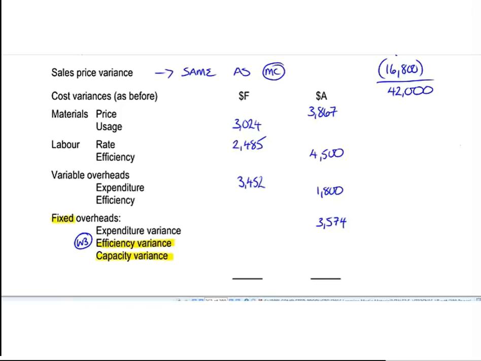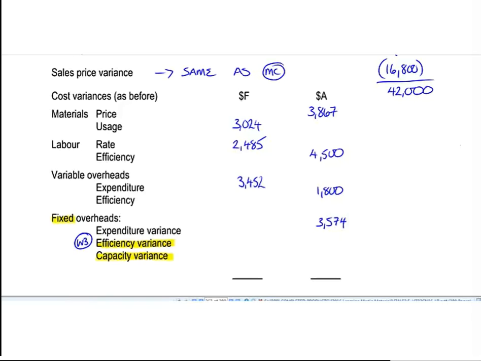Okay, so you can see that we've just copied through the cost variances from what we had in our marginal costing statement. So the variances for material price and usage, labour rate and efficiency, variable overheads expenditure and efficiency, and our fixed overhead expenditure variance. All of them are exactly the same as the previous example, and therefore the numbers are just copied through. There are 2 final calculations that we need to do then to bring in the principles of absorption costing.